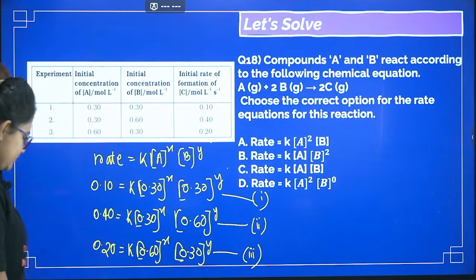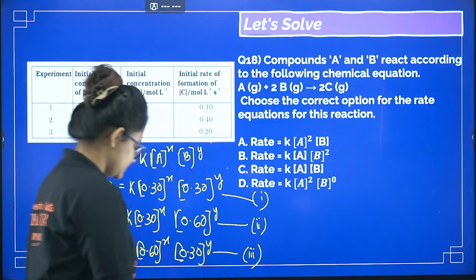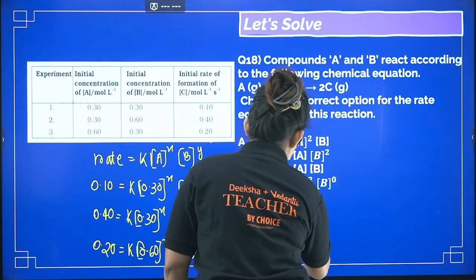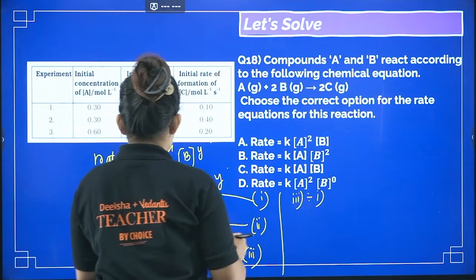Okay, so what I am going to do here, let's do 3 divided by 1. We can do it. So if I do equation 3 divided by 1, see, everything will be cancelled out, right?